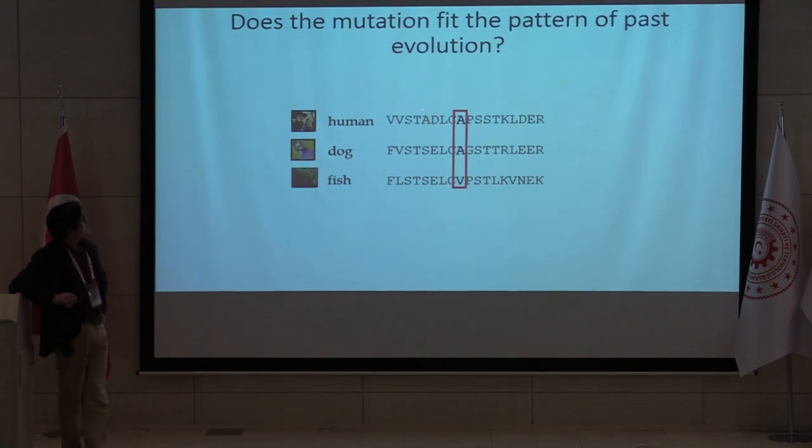So what I assume is that if a certain amino acid is fine for the human protein, doesn't change or kill the function of the human protein, it's the same for dog and the fish, and if something is changing the function of the fish protein, it changes the function of the human protein.